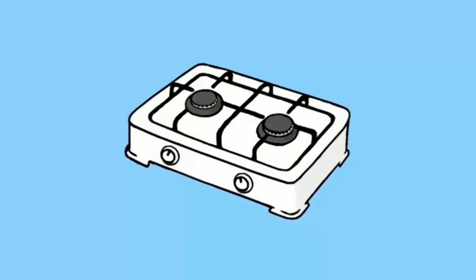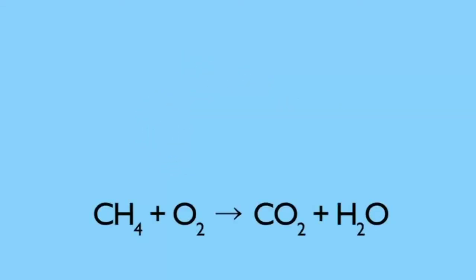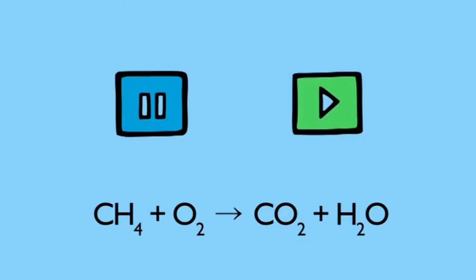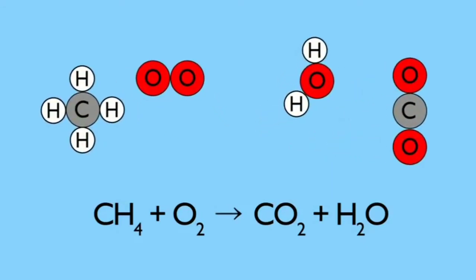Here is another example, a reaction you'll see every time you use a gas cooker which uses natural gas. But is this reaction balanced? Pause the video and count the carbon, hydrogen and oxygen atoms on each side. It is easier to count if we draw out the molecules as models.